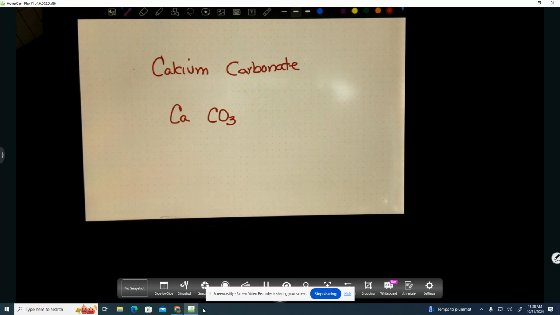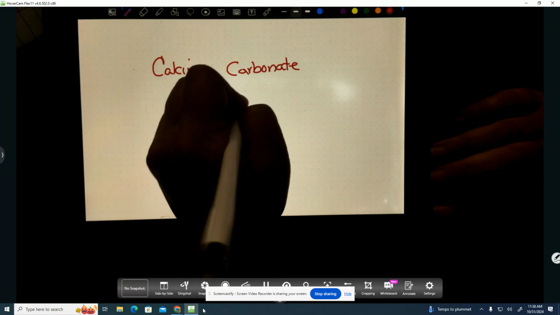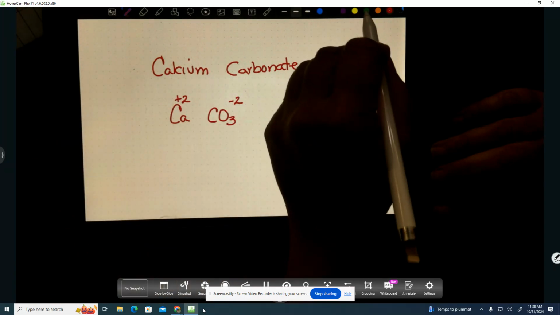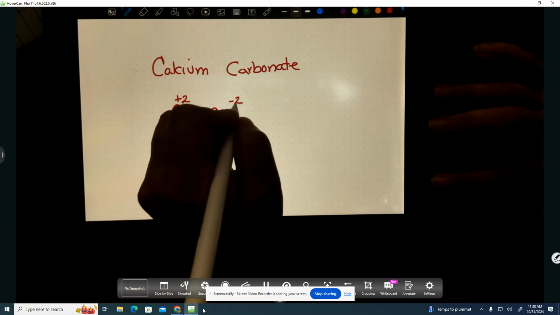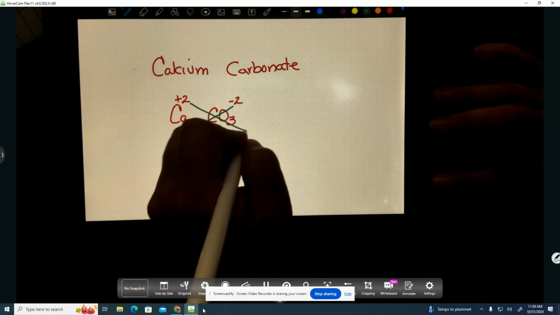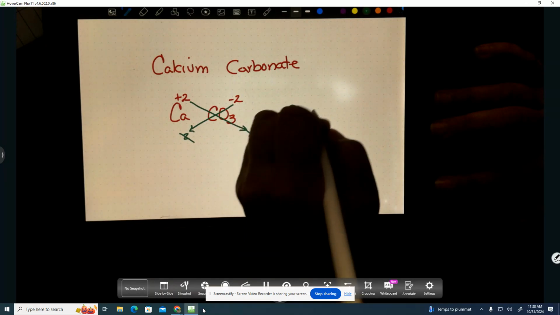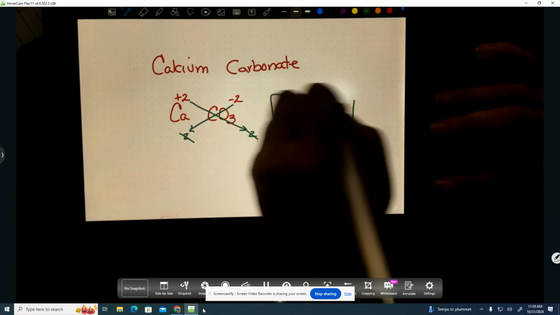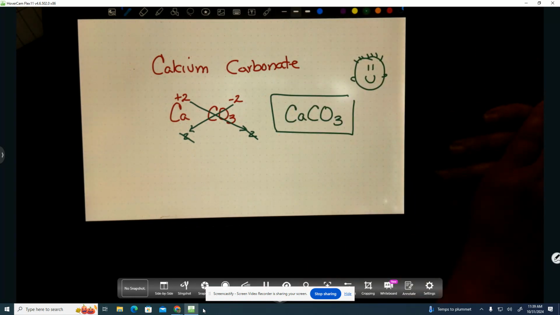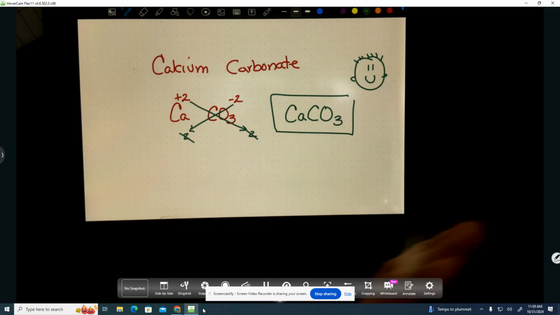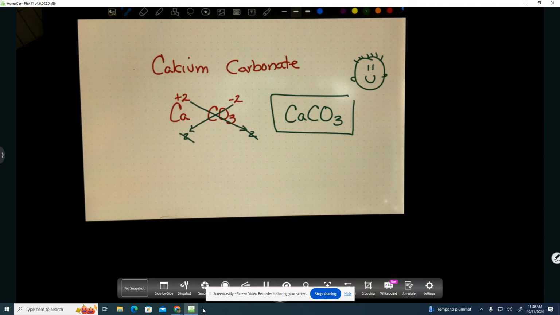Now we got to do the whole crisscross thing. So calcium is a plus 2. Carbonate is a minus 2. We cross them down. If you can see that they're the same, then you know that you don't need to, but I'm going to do it for those of you who still need to see it. This 2 is coming down here. This 2 is coming down here. These need to be reduced to the lowest whole numbers, and so we end up with CaCO3. Give yourself a smiley face. Yippee.